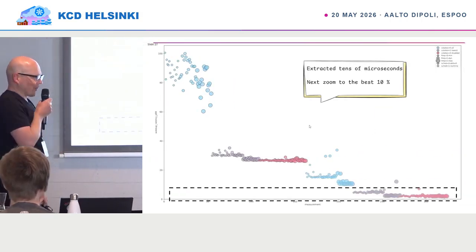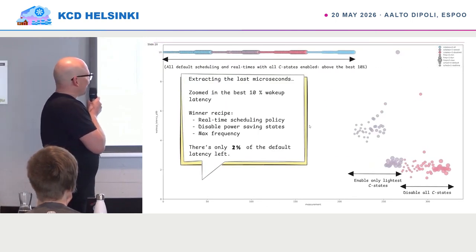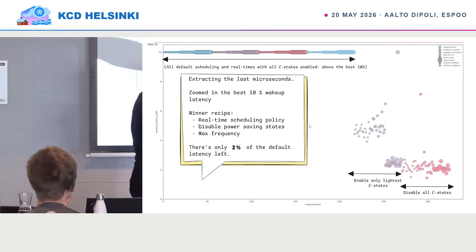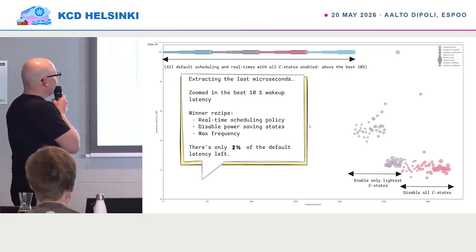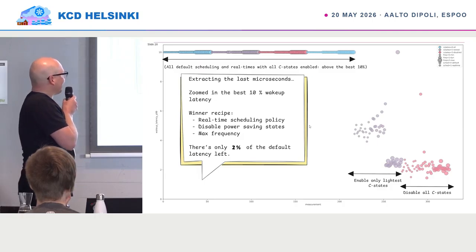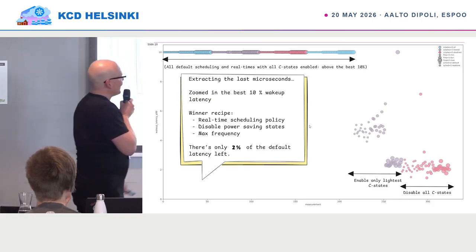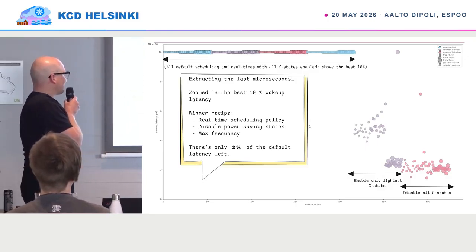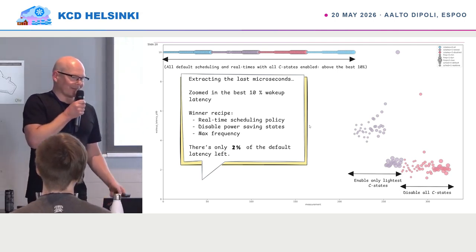It goes so close to the zero, so let's zoom in to the best 10% of this figure, so we can see the differences. Here we can see that the best results can be had by disabling all the power saving states and using the real-time scheduling policy for the container. And in that particular case, what we still get from the maximum frequency is that there was some jitter, at least in these results, that disappeared. So in the end, what we got is 2% left from the default latency that we started with.